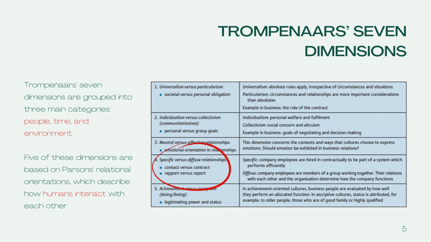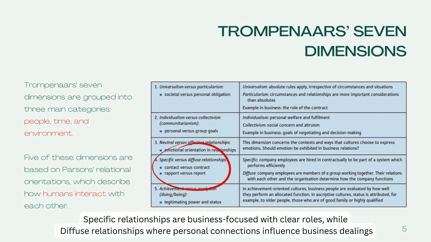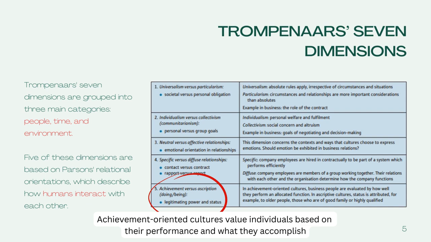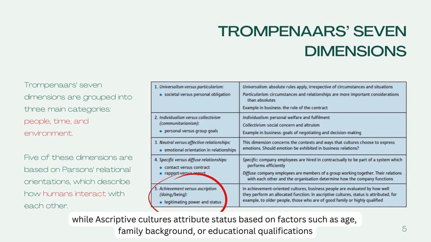Specific versus diffuse. Specific relations are business focused with clear roles, while diffuse relations are where personal connections influence business dealings. Achievement versus ascription. Achievement-oriented cultures value individuals based on their performance and what they accomplish, while ascriptive cultures attribute status based on factors such as age, family background, or educational qualification.